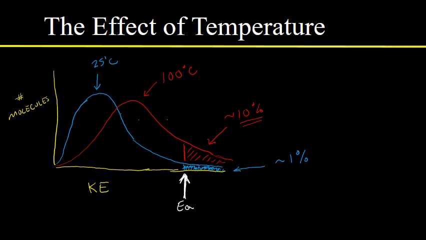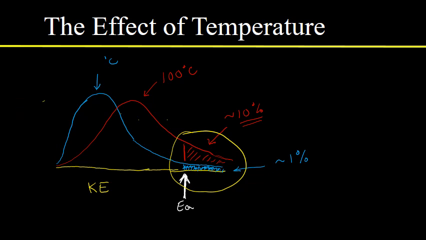But in general, the point is that at higher temperatures, there's going to be a larger fraction of molecules that have sufficient energy to overcome that barrier. And that means a larger fraction of those collisions will be successful in causing a reaction, right?